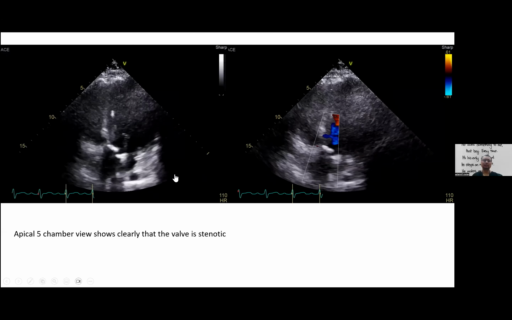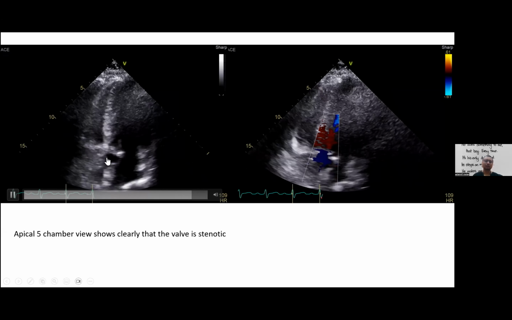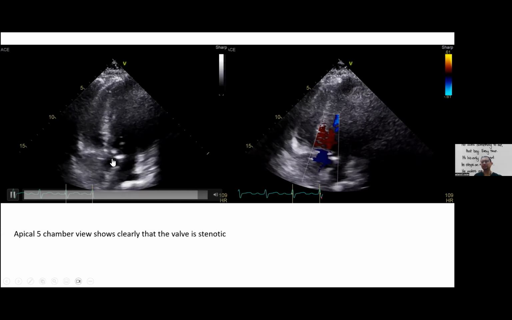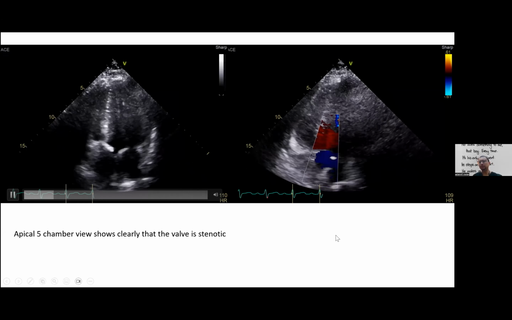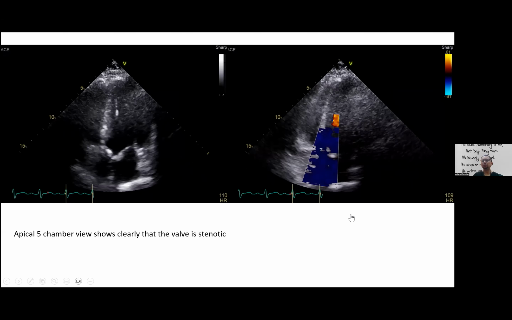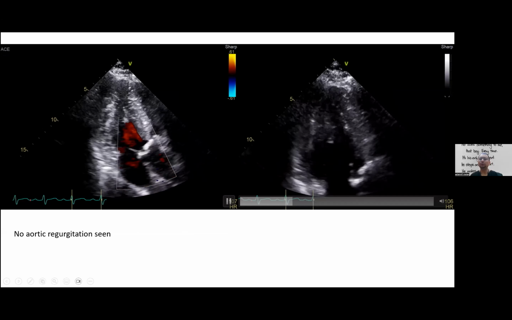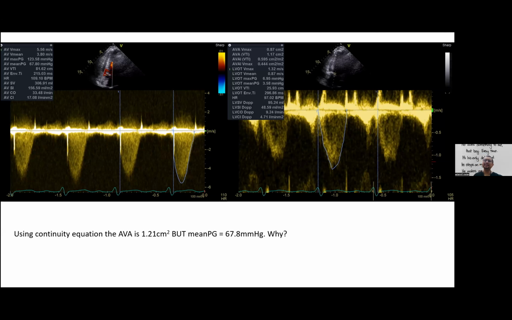So this is an apical 5-chamber view: LA, LV, RV, and aorta. You can see clearly here that the valve is stenotic. You can see calcified and very restricted opening. Again, there is no aortic regurgitation seen here. Again, in the apical long axis view, no aortic regurgitation and a calcified aortic valve. So the way for us to assess aortic valve severity is by looking at the velocity across the aortic valve. A velocity of more than 4 meters per second usually denotes severe aortic stenosis.